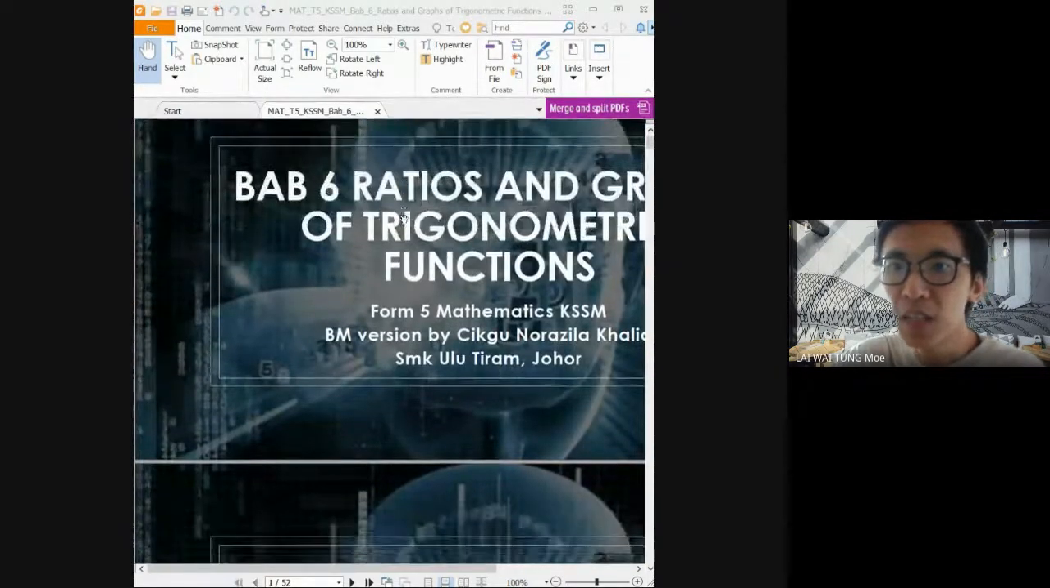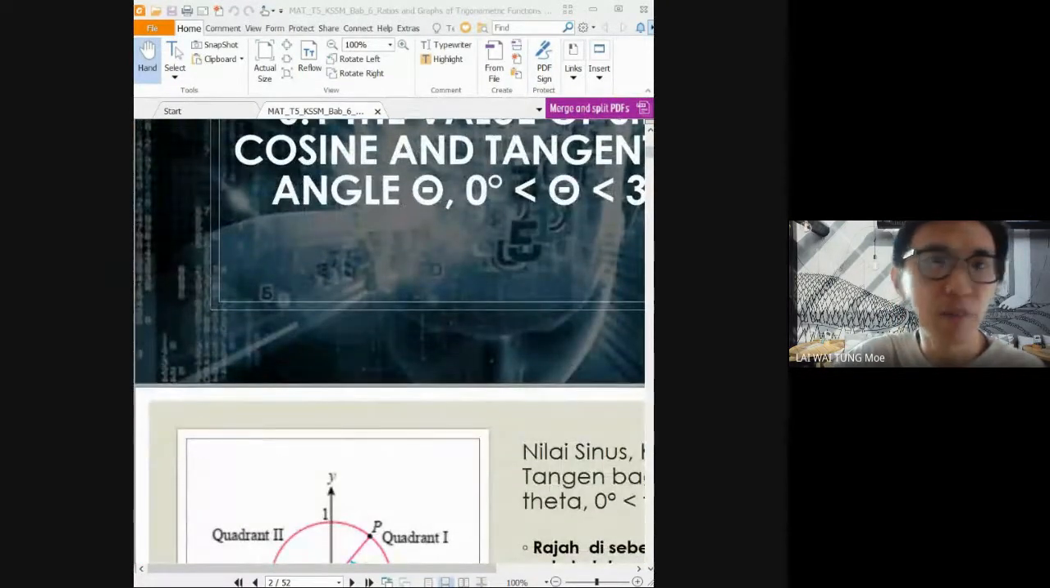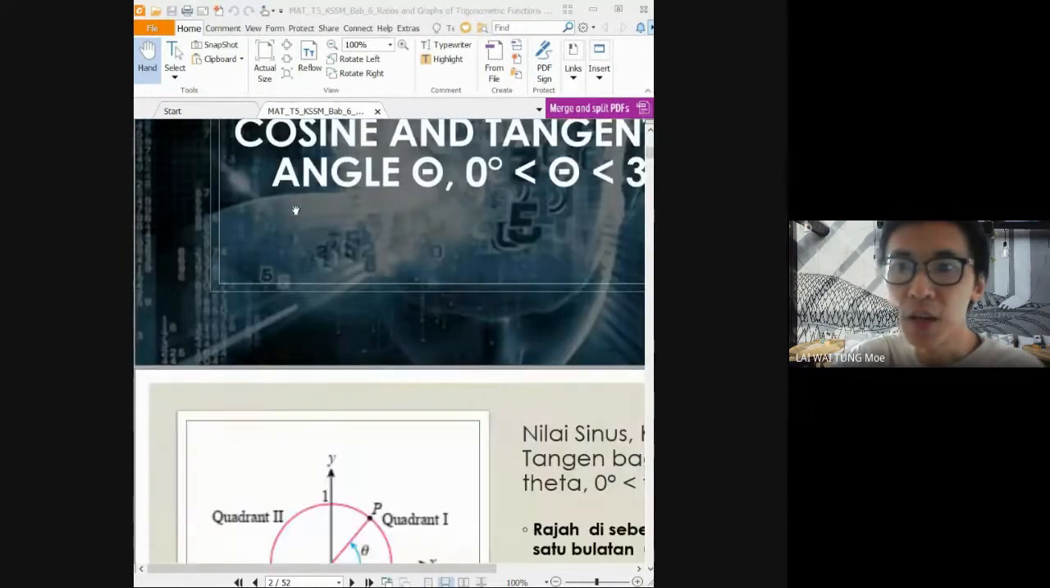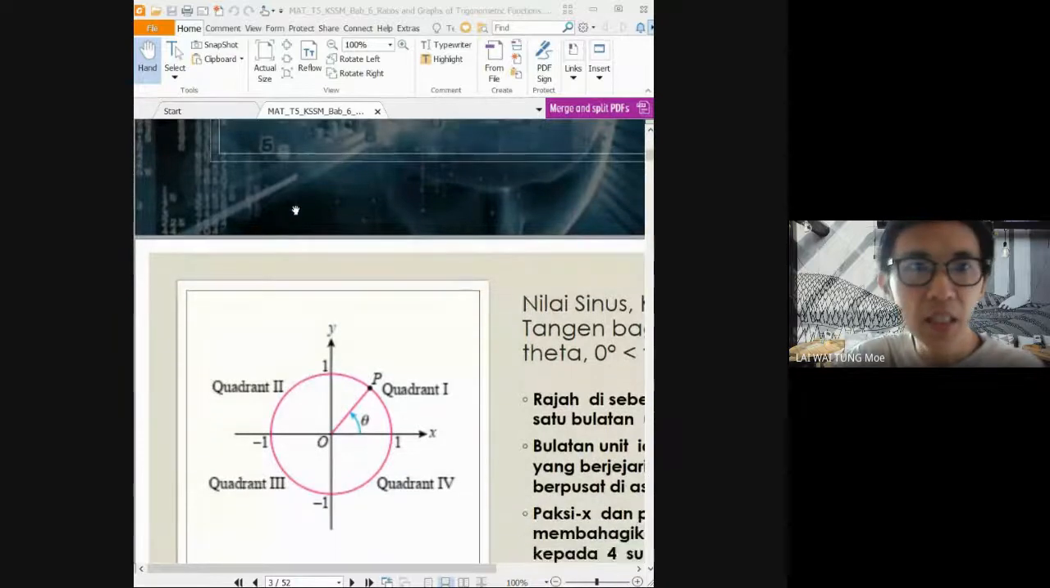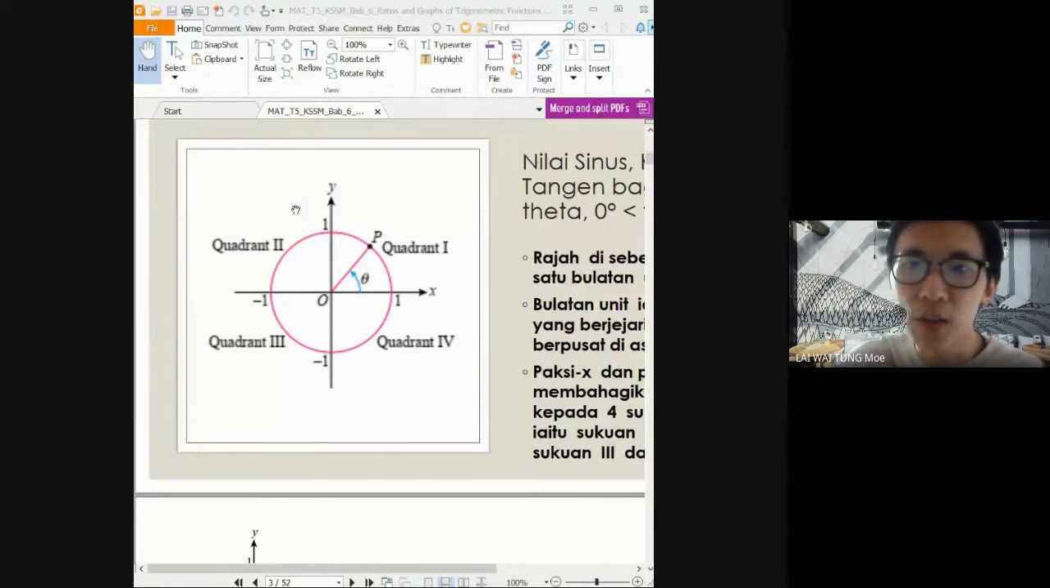First of all, this is the title of chapter 6: Graph, ratio and graph of trigonometric function. The first thing you need to know is the quadrants. We have 4 quadrants: first quadrant, second, third, and fourth. This is a unit circle, where the radius is 1 unit.